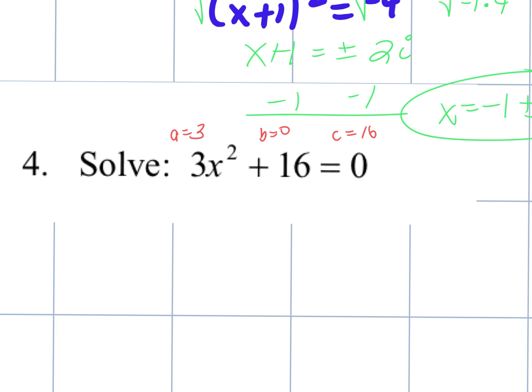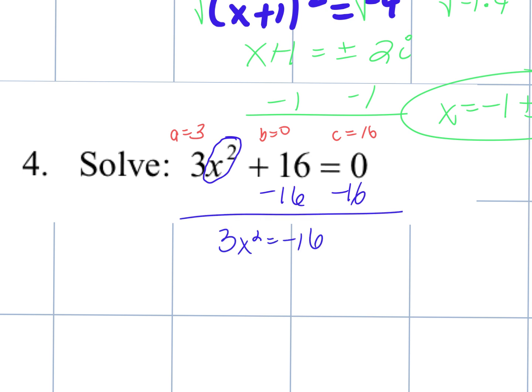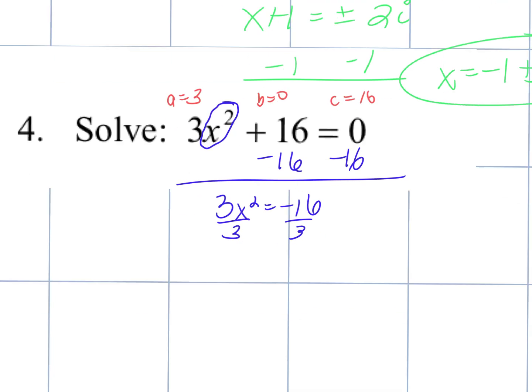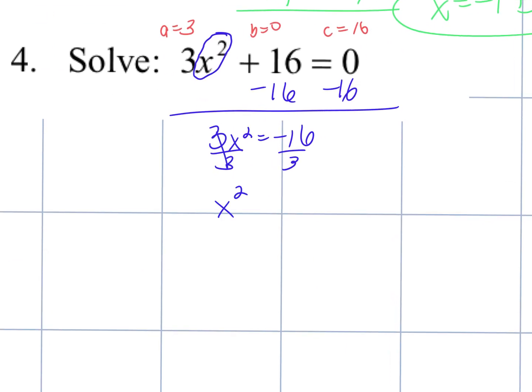You can use the quadratic formula here, but I would not. I would just go ahead and say, you know what, let me just isolate x squared. I have to isolate x squared first before I take the square root. So I'm going to subtract 16 from both sides. I get 3x squared equals negative 16. Then I'm going to divide by 3. So I have x squared equals negative 16 over 3.